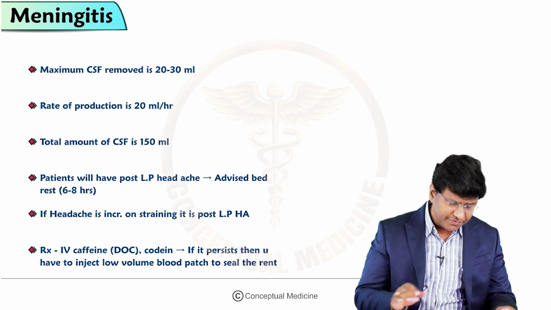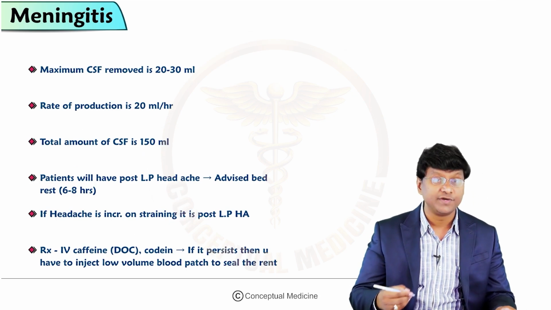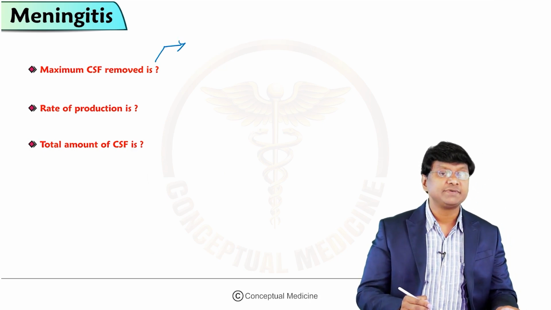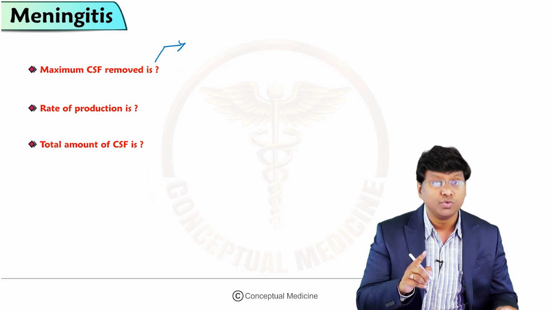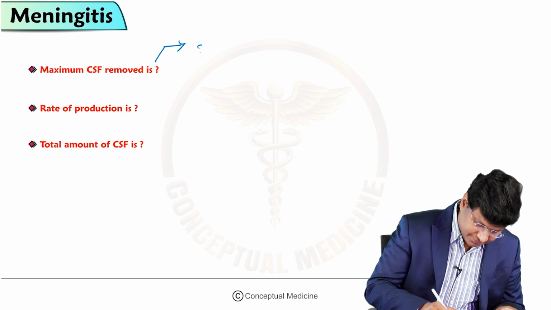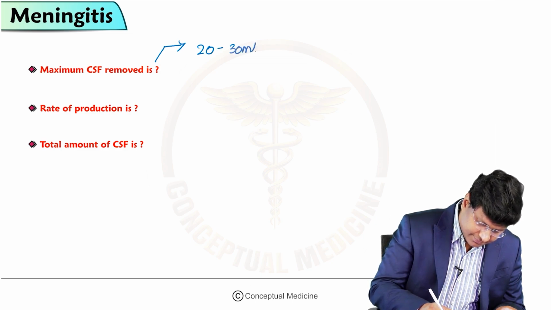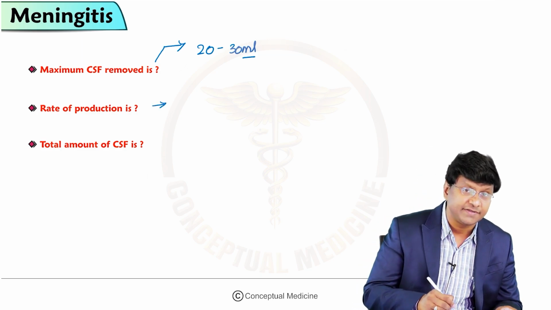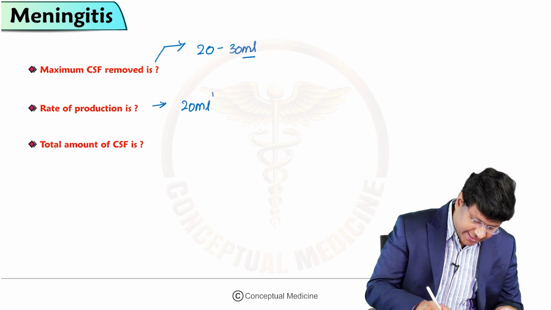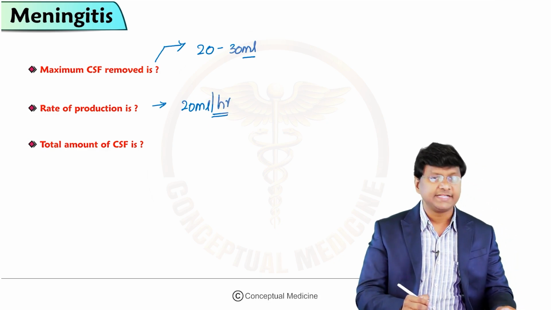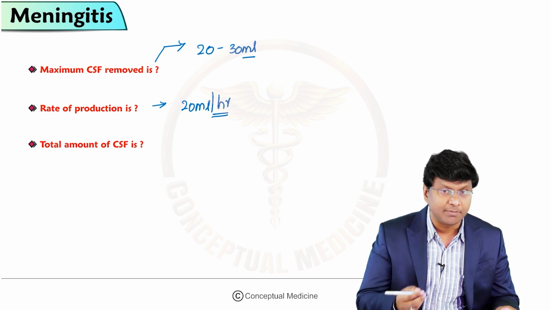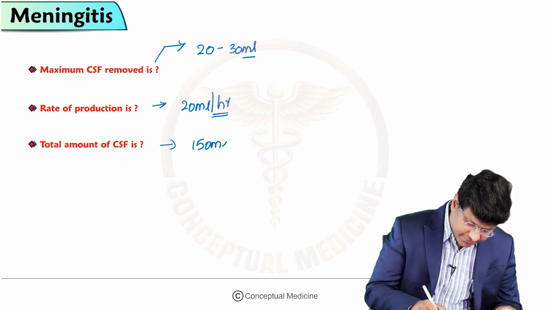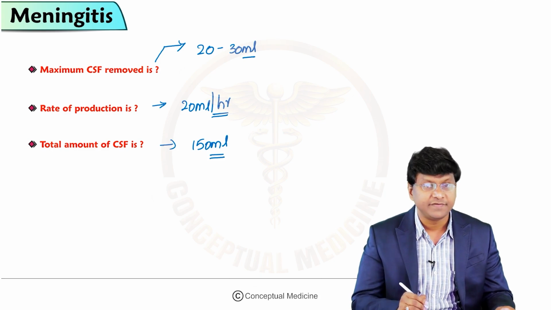And whenever you are taking out the CSF for diagnostic purpose, what is the maximum CSF that has to be removed? The maximum CSF that has to be removed is up to 20 to 30 ml. And you know, what is the rate of production of the CSF in an individual? That will be around 20 ml per hour. And what is the total amount of the CSF that we have in the subarachnoid space? That is nearly around 150 ml.